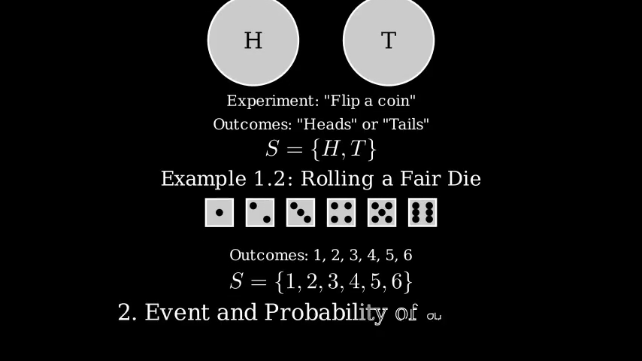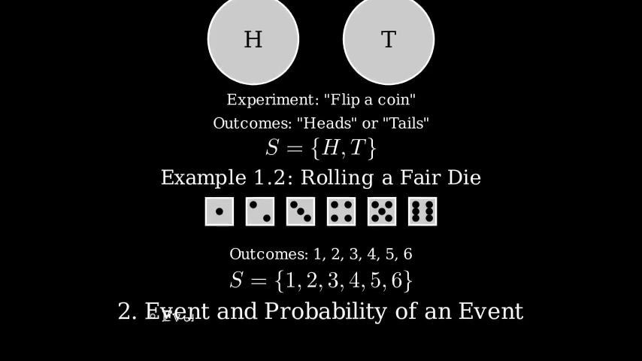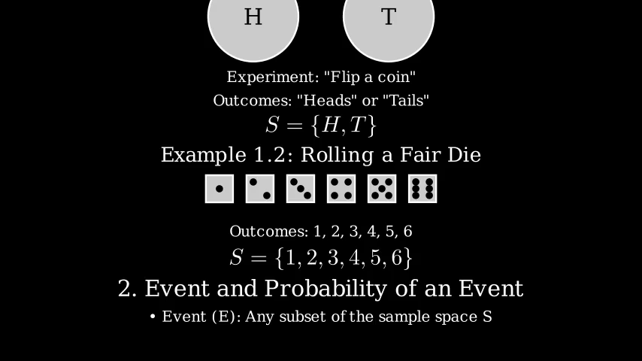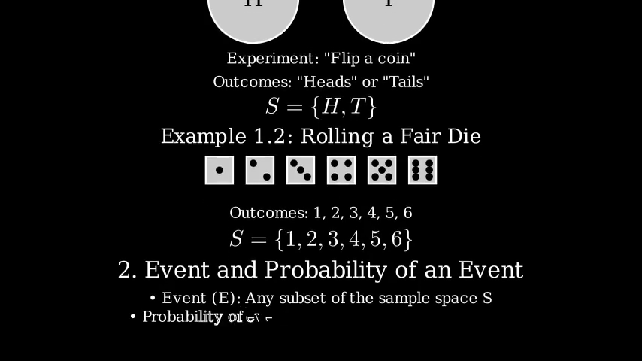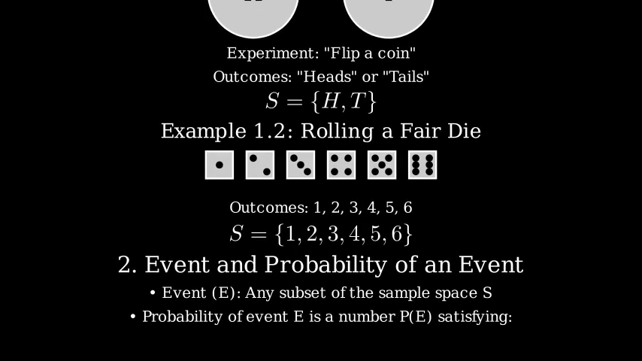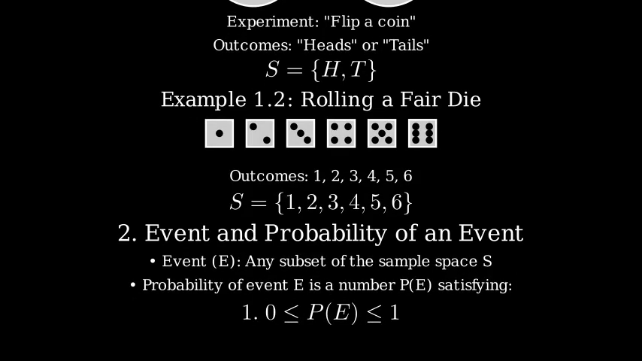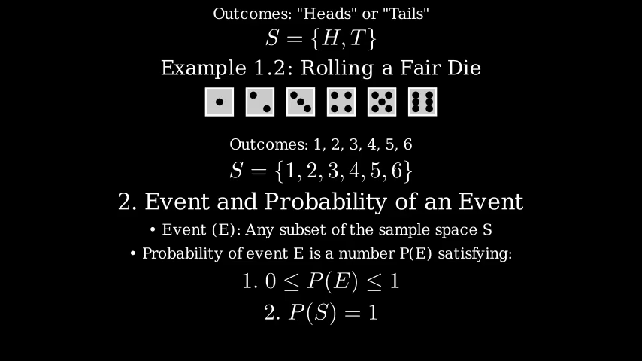Now, let's discuss events and their probabilities. An event E is any subset of the sample space S. The probability of an event E is a number P(E) that satisfies 3 conditions. First, the probability is between 0 and 1, inclusive. Second, the probability of the entire sample space equals 1.